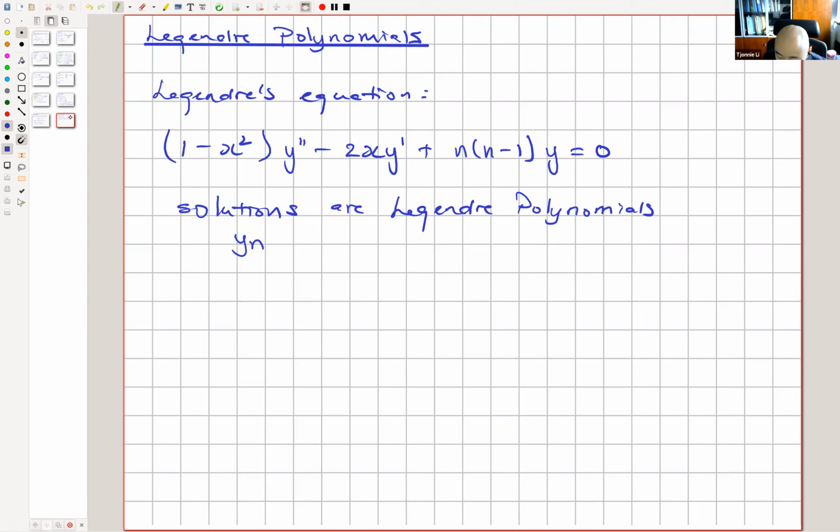And in order to do so, let's consider a particular concept, and that is the so-called generating function. So one thing that I can do is I can consider a so-called generating function.